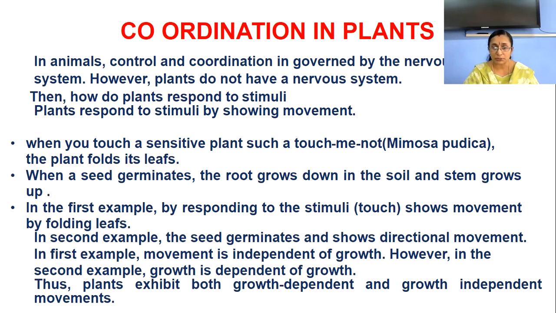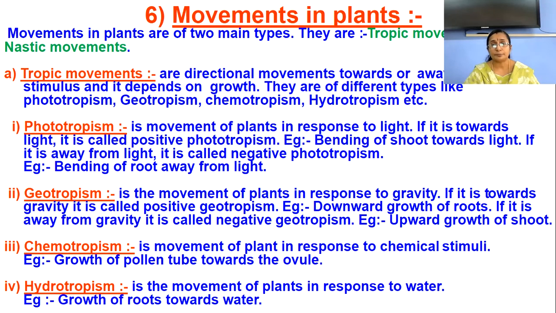So, from this we come to know that there are two types of movements in plants: movement which is because of growth and movement which is independent of growth. These two types of movements are called trophic movements and nastic movements. Trophic movements are the movements which have a particular direction, or they are directed towards the stimulus. The growth is directed towards the stimulus. The stimuli in this case may be of different types like light, gravity, chemicals, water, even touch.